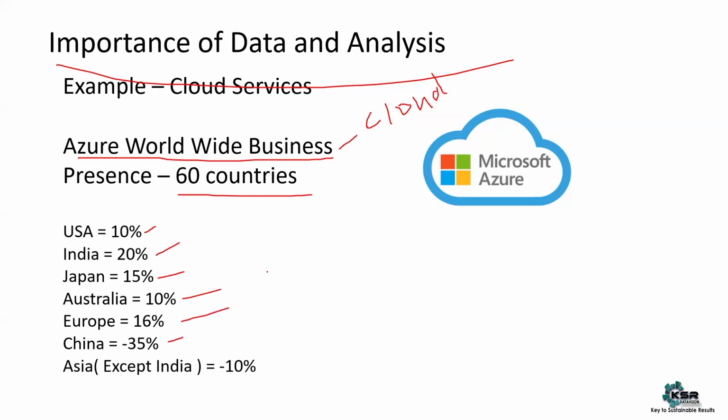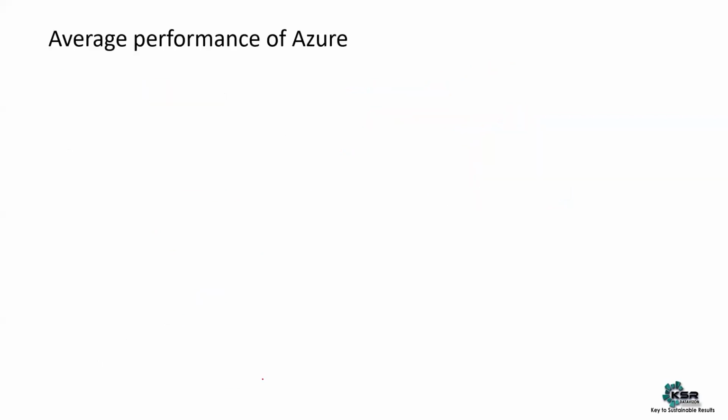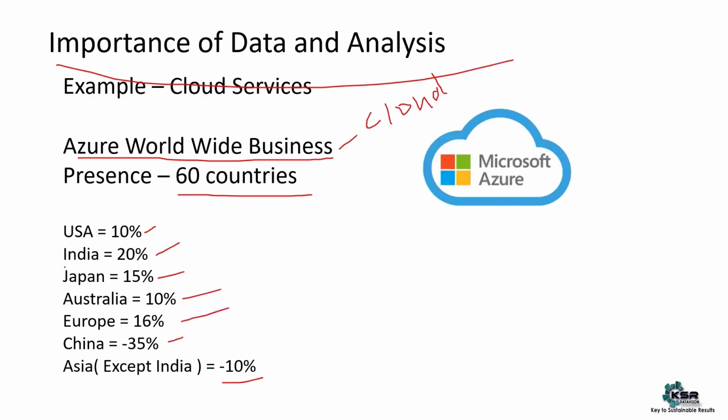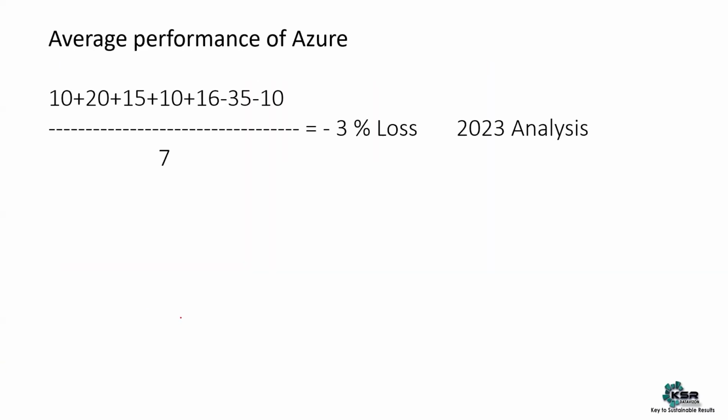Now, what is the idea behind this? We need to first understand the data. And the Asian market is also minus 10%, except India. Now, if I want to analyze this information, what is the performance of Azure in the current market? This is 2023 information, not 24. I've used the average performance of Azure, comparing 7 different geographies with all their information.